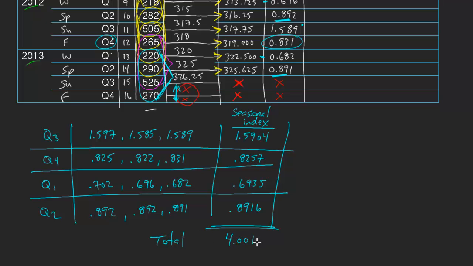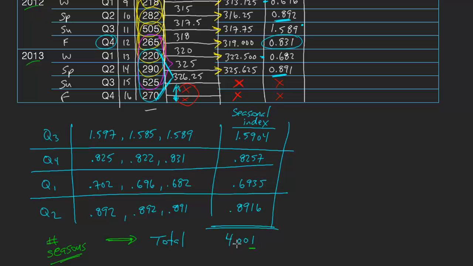So what do we do with this total? What is this check for? Well, this is supposed to be the number of seasons. But you can see that it's a little bit more. This is not 4.000. This is just a little bit more. Now, this is not much more. In a lot of cases, you will get more of a difference. However, I want to show you how to correct this. We can make this turn into 4 exactly.